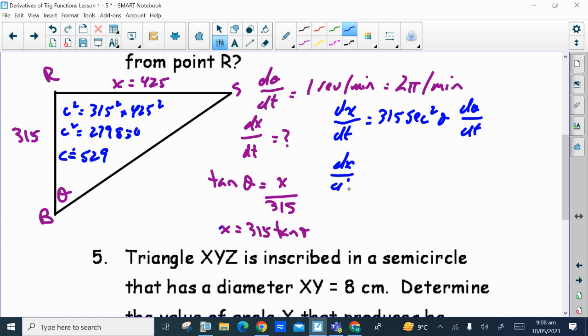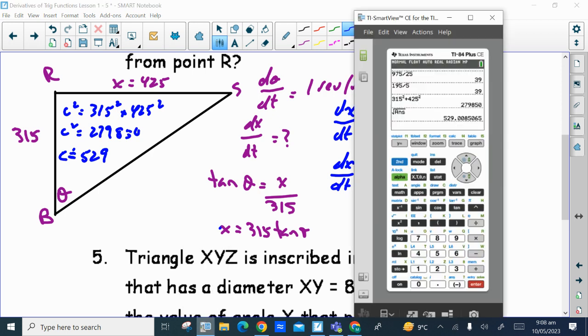Because dx by dt will be 315. Now the secant of theta is the reciprocal of cosine. The cosine is 315 over our 529. So the secant will be 529 over 315. But that has to be squared. Times d theta by dt, which is 2 pi per minute.